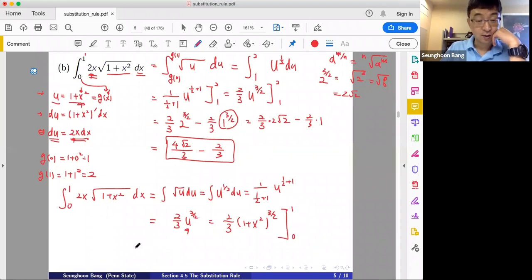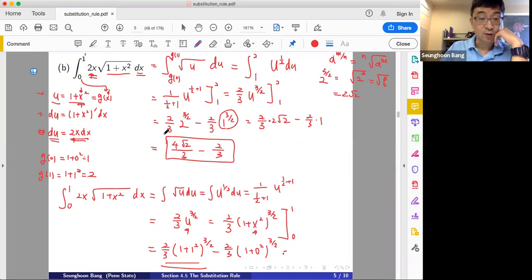We have the same answer. You plug 1 into here: 2 over 3 times (1 plus 1 squared) to the power 3 over 2, minus 2/3 times (1 plus 0 squared) to the power 3 over 2. This portion is exactly the same as before, right? To simplify, we have 4 root 2 over 3 minus 2/3 times 1 to the 3 over 2. This portion is exactly the same as the second part. The answer is 2/3. We have the same answer.